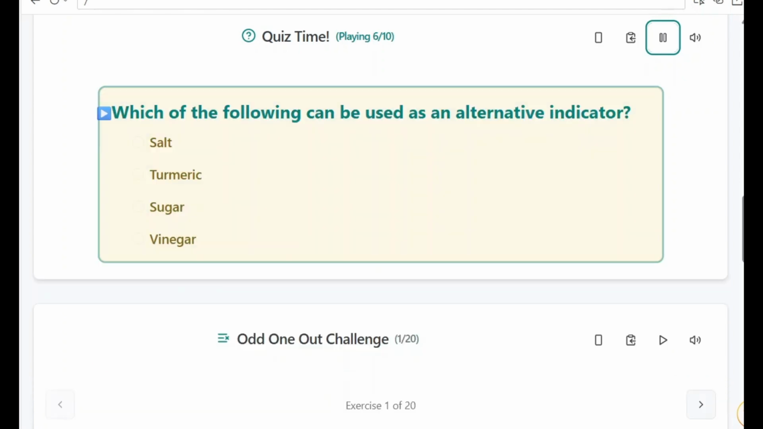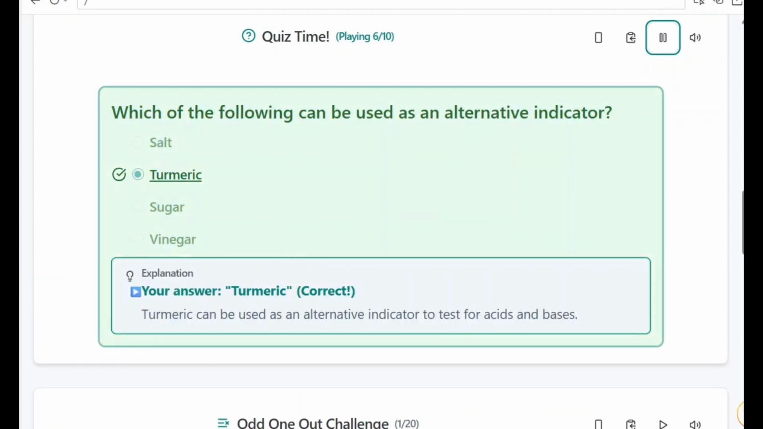Which of the following can be used as an alternative indicator? The correct answer is turmeric. Explanation: turmeric can be used as an alternative indicator to test for acids and bases.